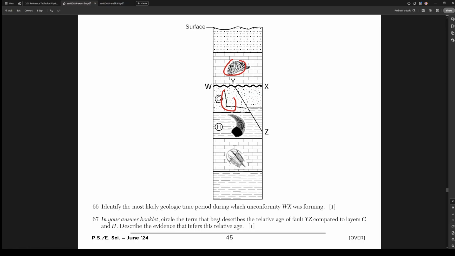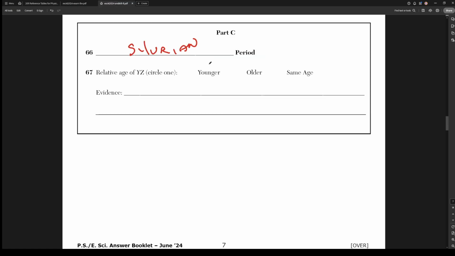Okay, in your answer booklet, circle the term that best describes the age of fault YZ compared to layers G and H. So YZ cut through G and H, so it's younger. So I'll describe the evidence that infers it. It moved them, so G and H had to be there before it could be moved. So it's going to be younger. And you could say G and H are faulted. That's pretty much all you have to say. Since they're faulted, they had to be there before it can be faulted.